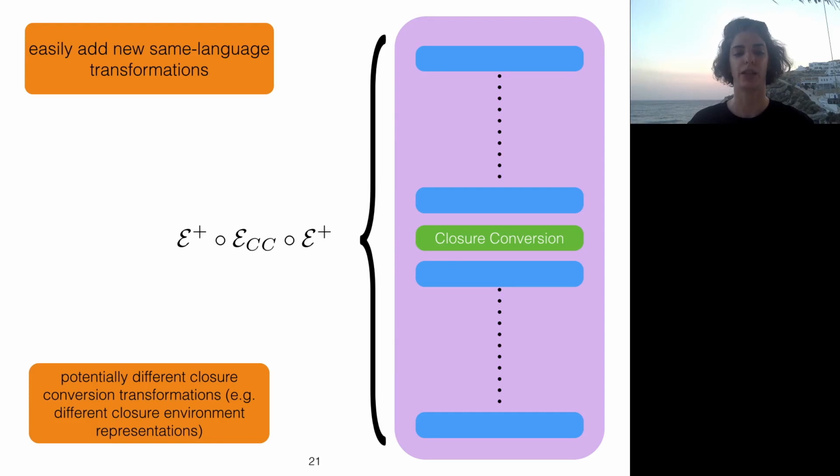This top-level relation is satisfied by any sequence of lambda ANF transformation that encompasses a closure conversion transformation. We can therefore easily add new same-language optimizations before and after closure conversion and prove them correct with the E relation. Or even add a new closure conversion transformation that, for example, uses different closure environment representations, as the ECC relation makes no assumptions about the closure environment representation. The end-to-end pipeline will still satisfy the same end-to-end relation.